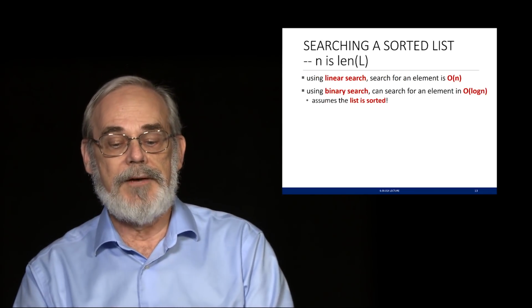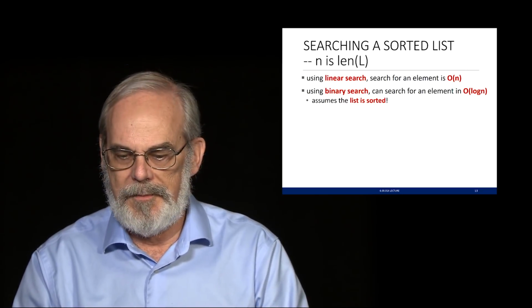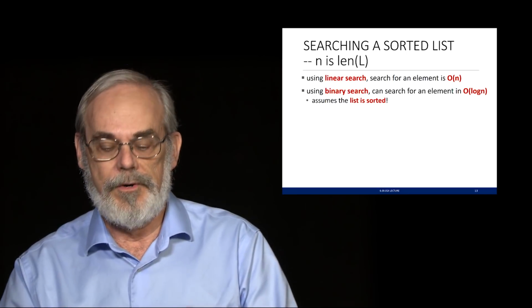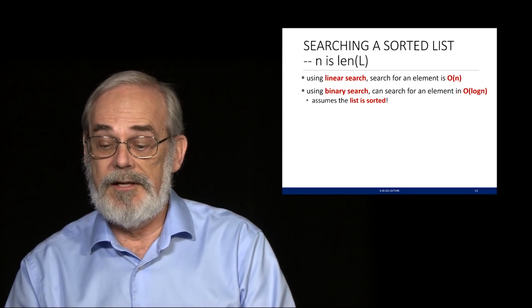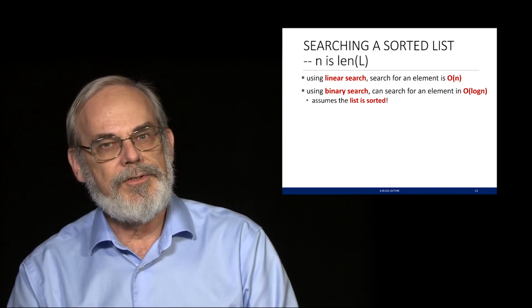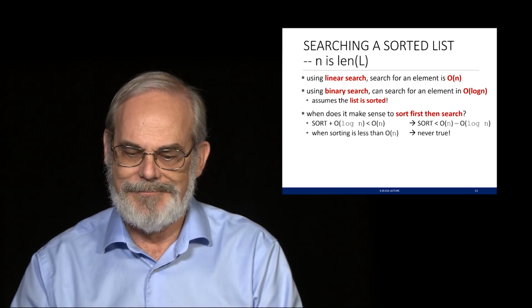So, what do we have here? I want to search a sorted list where the size of the problem I'm going to call n, the length of the list. Using linear search, order n. Using binary search, I can search for the element in order log n, which is great. But I had to assume that the list was sorted. So what does that say about the cost?